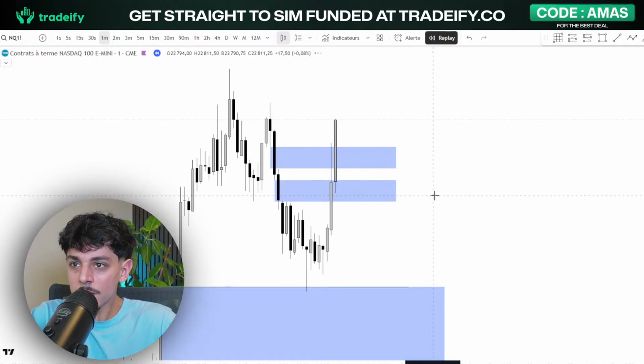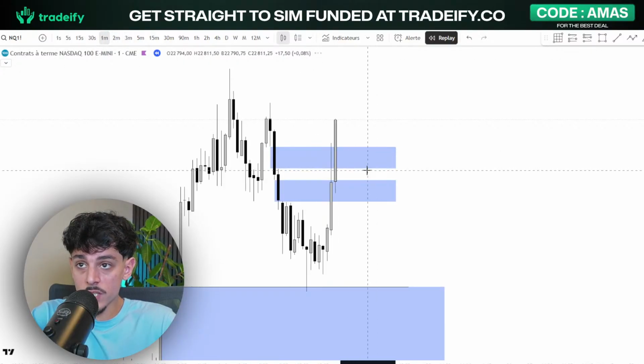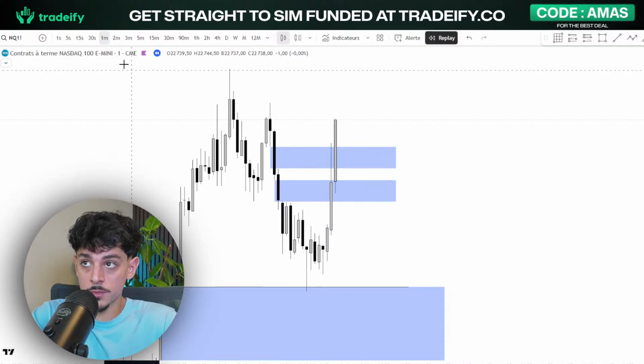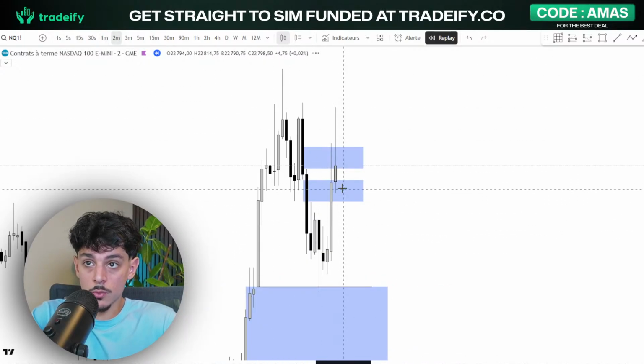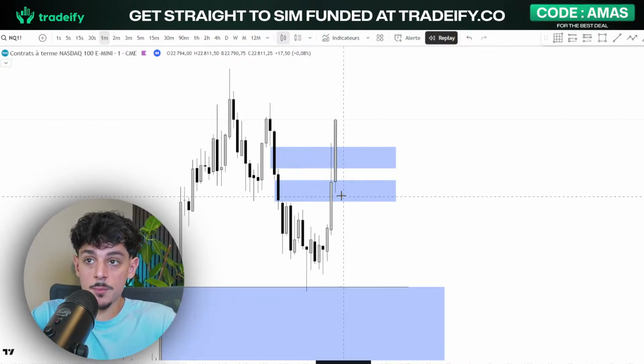Right here, let me see. Yeah, so there is a 3-minute. So there's 2 gaps right here inside this range. 1 minute, 2 gaps here. Then if I go on the 2-minute, there is a gap here. So we disrespected the gap on the 2, okay, but not on the 1.